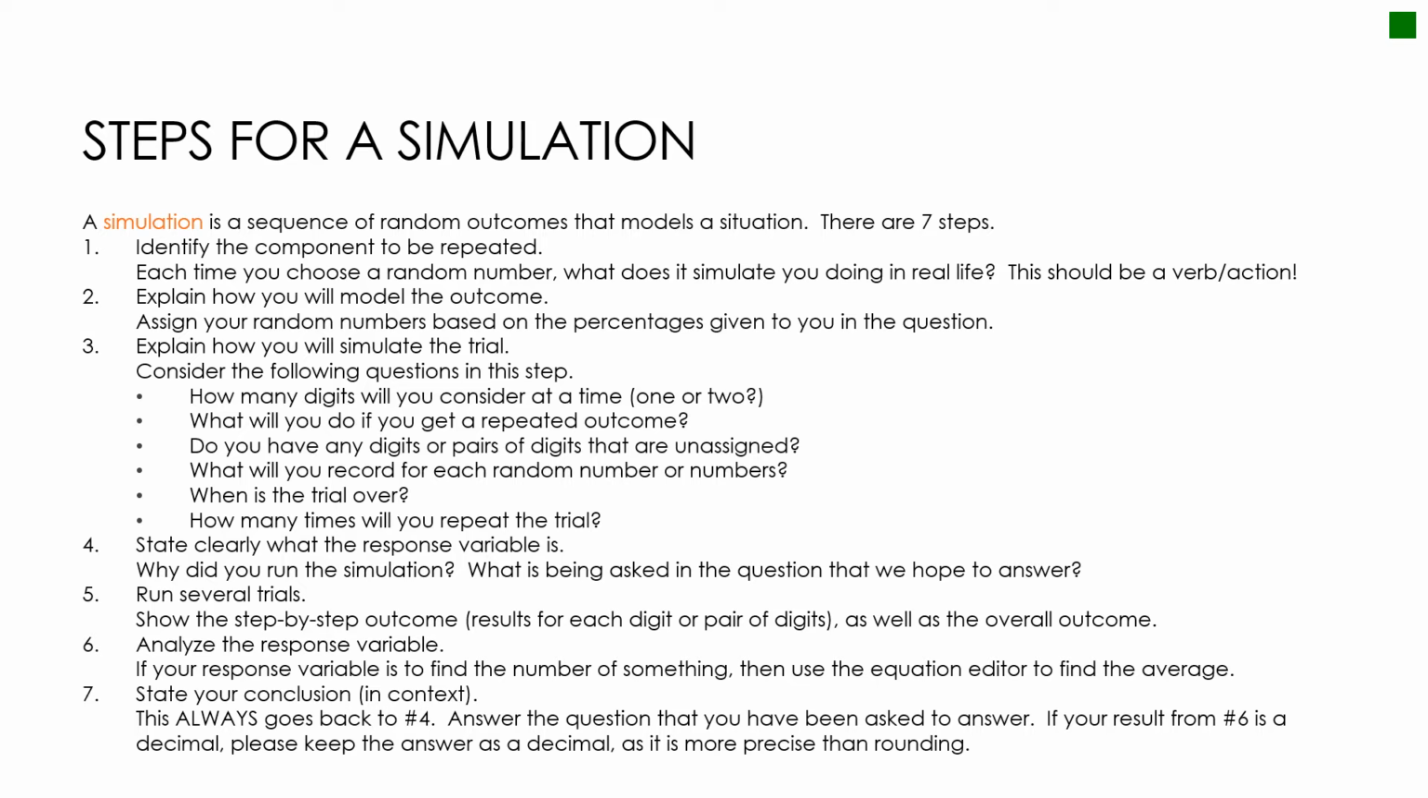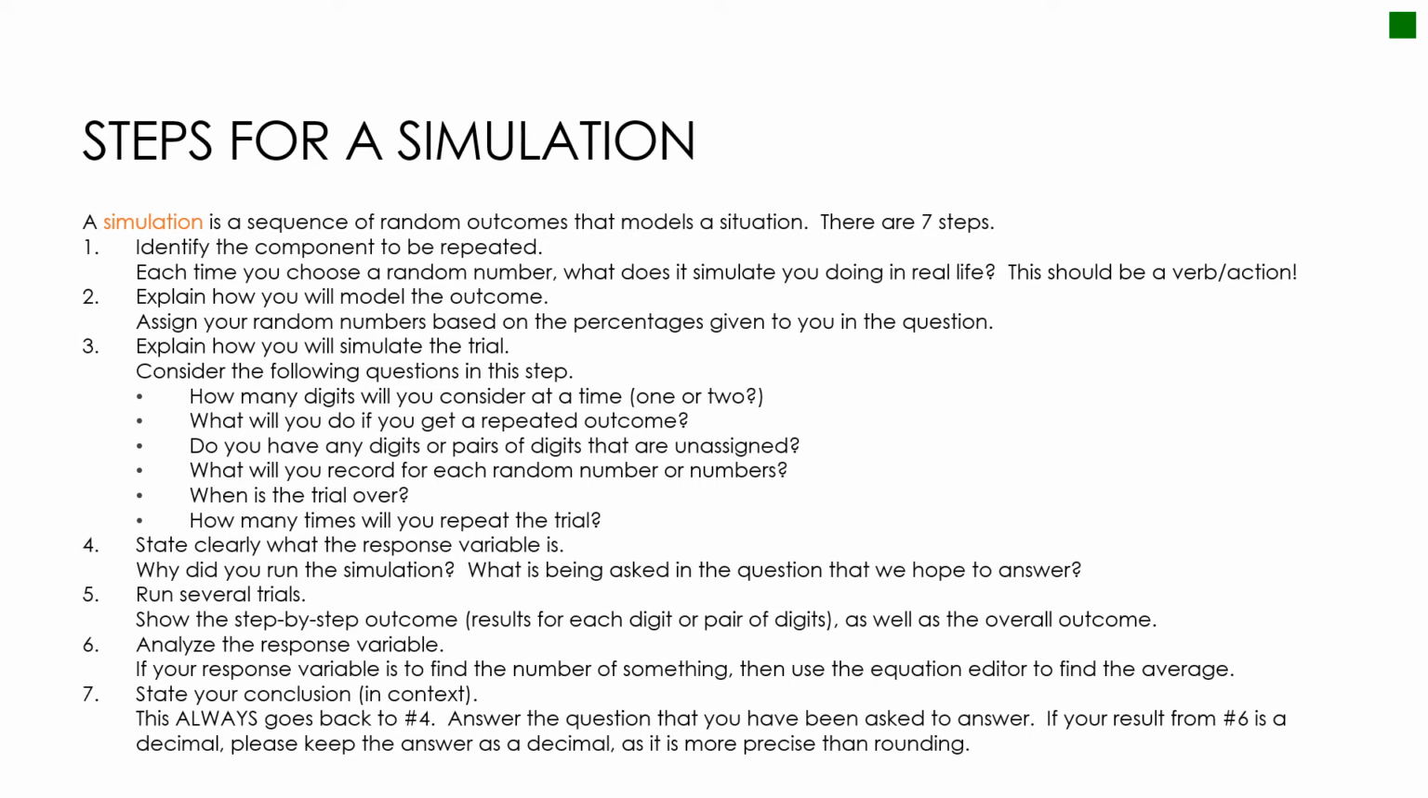Analyze the response variable. If your response variable is finding the number of something, then I'm going to have to analyze it, which means if I was looking at how many M&Ms I needed to get one of each color, my first trial I got 10, the second trial I got 14, the next trial I got 12, then I would take 10 plus 12 plus 14 and divide by 3 for 3 trials, and to find the average number of M&Ms I needed to get one of each color.